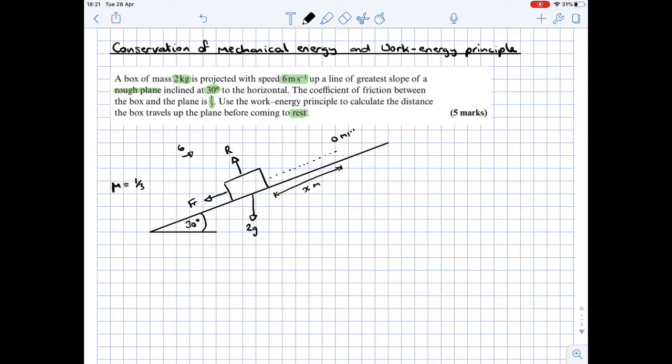We can think of initial kinetic energy and final kinetic energy. So as it starts at 6 meters per second and finishes at rest, it loses kinetic energy. So the kinetic energy lost is equal to a half times the mass times the initial velocity squared minus a half times 2 times the final velocity squared, which gives us an answer of 36 joules.